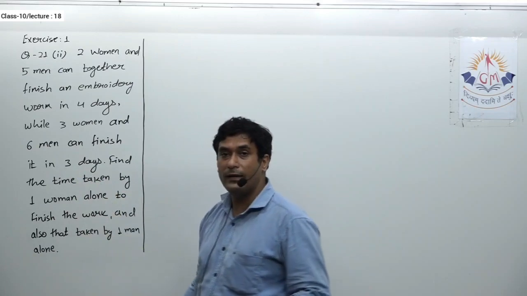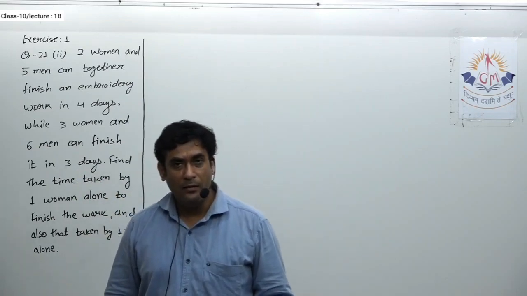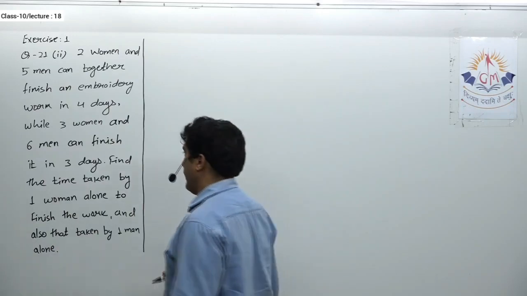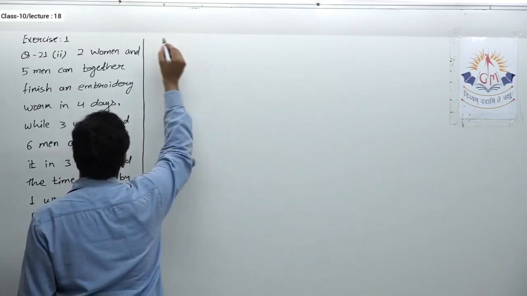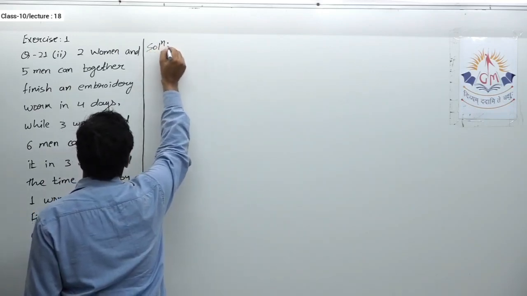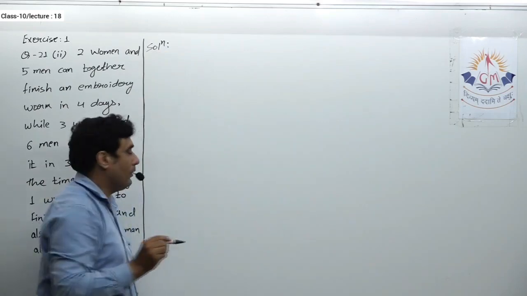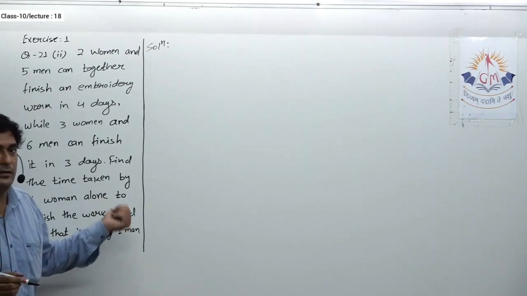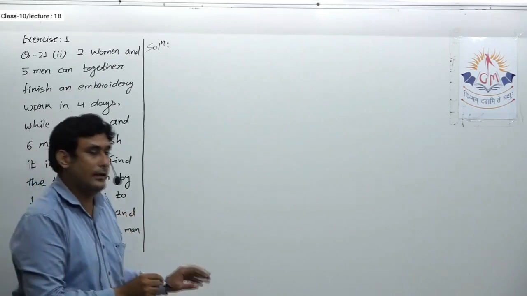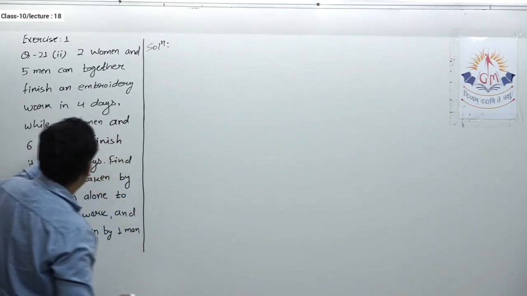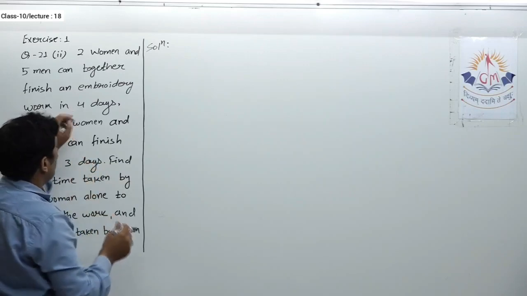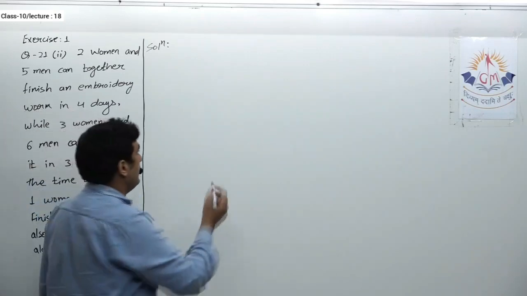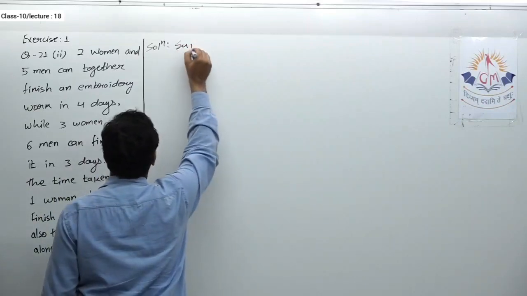So what we have to find? Time taken by one woman and one man alone to finish that work. So let us see how to solve this. As we have to find time taken by one woman alone and one man alone, we will start by assuming them. See here it is given in days, so we will also assume the work done by them alone in days.